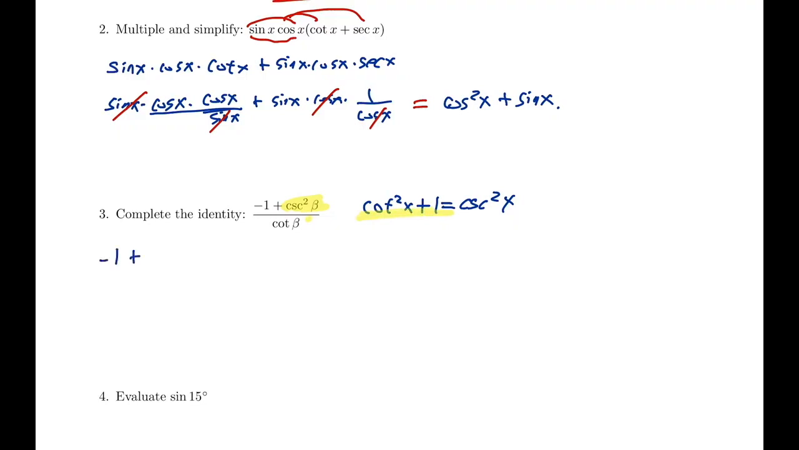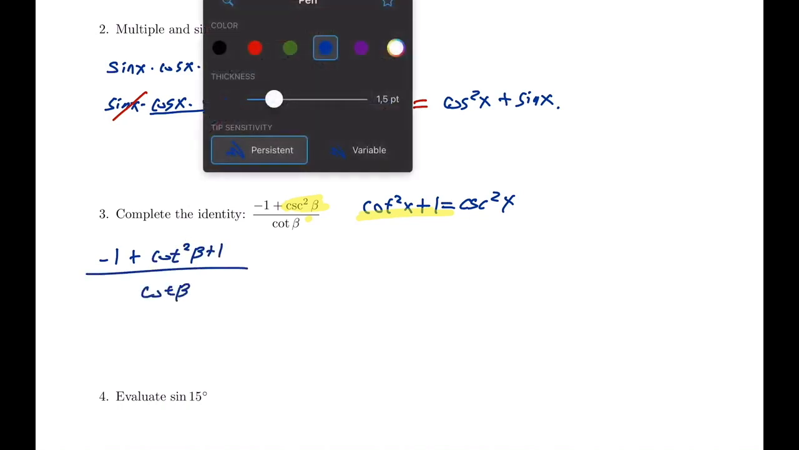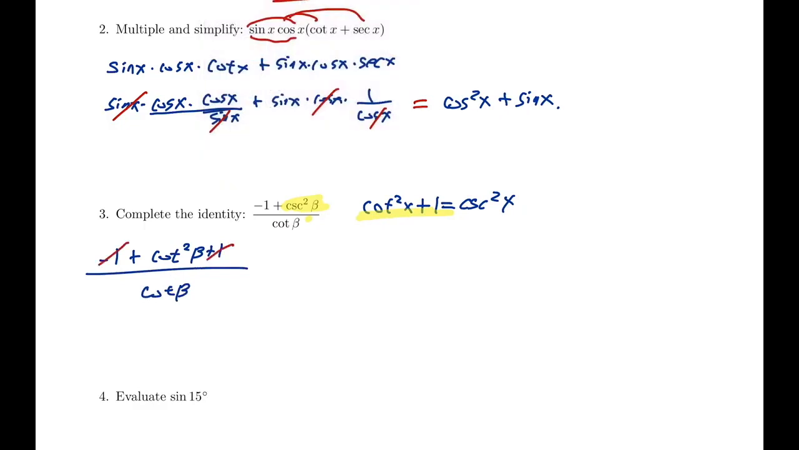So we can treat that just like an x. So cosecant square beta, we can write it as cotangent square beta plus 1 over cotangent beta. Then we'll see that this negative 1, positive 1 cancels out. Then we have cotangent square beta over cotangent beta. And this we just have cotangent beta. So we're able to simplify this expression to this right here.